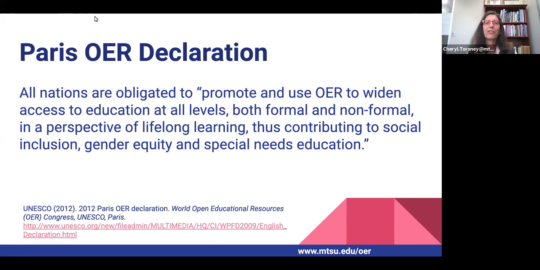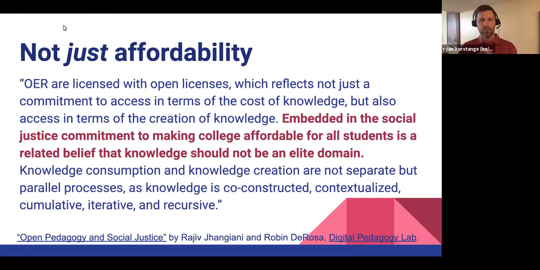This declaration says that we are obligated to promote and use OER to widen access. And that's really very much where our team is coming from. But OER is not just about affordability, right, Ryan? Yeah, right. At the base, I think the easiest way to read OER is that it's about reducing the cost of textbooks. And we're going to talk about reducing the cost of textbooks here in a second, because textbook costs are a barrier to success and access.